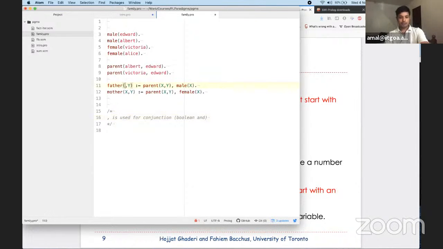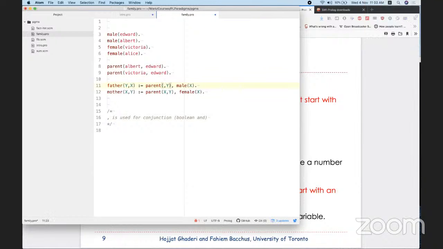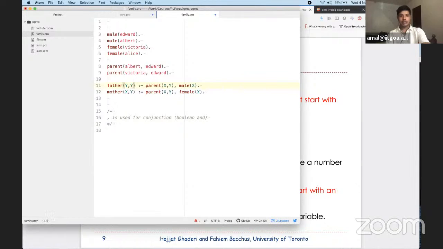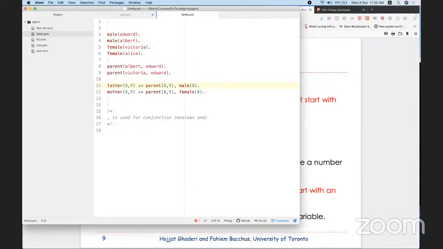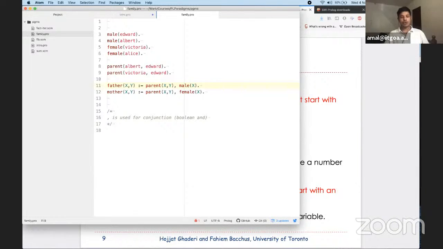It doesn't matter, as long as I do it consistently. Sir, the order is the same, but the function then operates differently. I didn't understand. What do you mean? Whenever you write a function, there's a set order, like father of x y means x is the father of y. Yeah, so you could mean it differently.